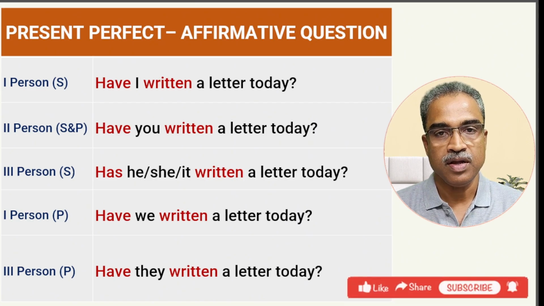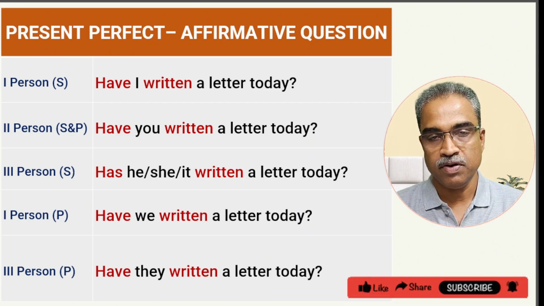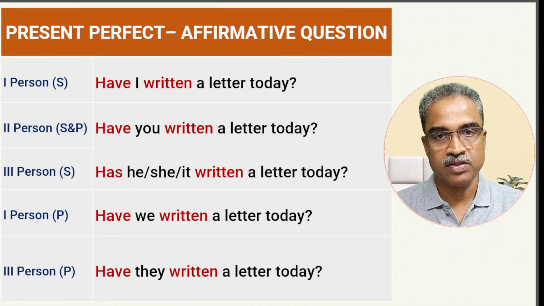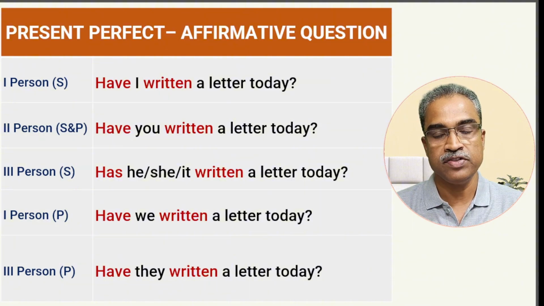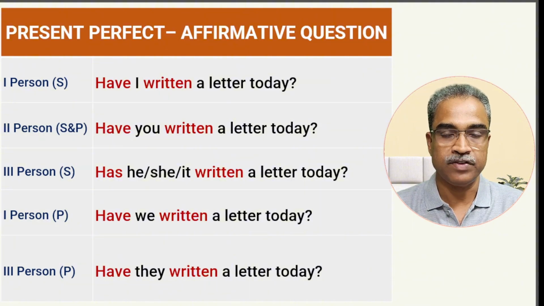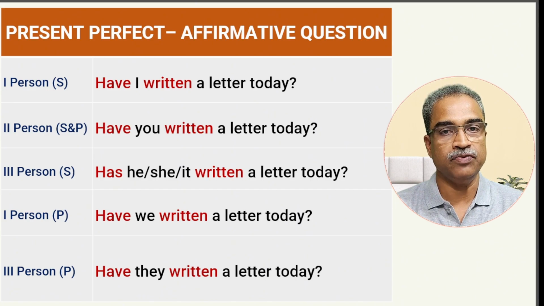Please remember, once again, in the present perfect, we have the auxiliaries has and have. Has is used only with the third person singulars. Have is used with all the other subjects. So that is the only difference. And remember, V3 form. The main verb will take its V3 form, past participle form, in all the perfect tenses.